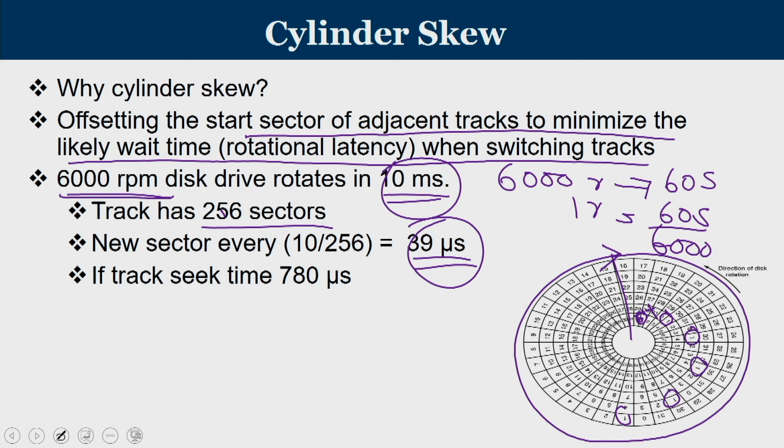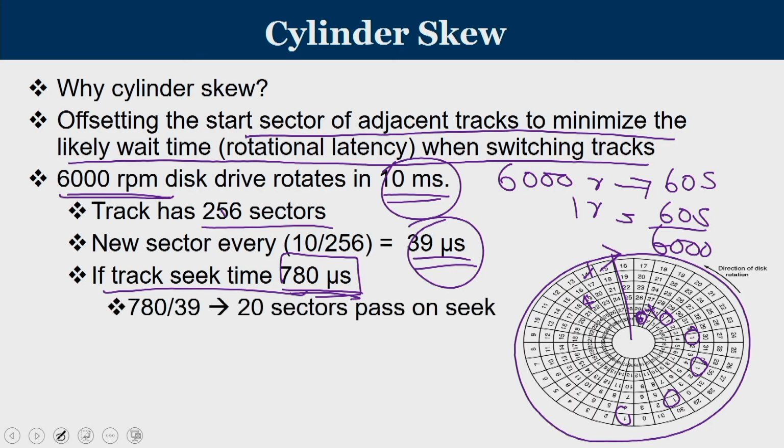Now, it has been given in the question that track seek time is 780 microseconds. So, that is, you are going to take off from one of the tracks and then touch down on the very next track. So, that is the time given, track seek time. It takes 780 microseconds to switch from one track and touch the adjacent track. So, during this 780 microseconds, you actually pass through 20 sectors. So, 20 sectors have already gone by the time you touch down.